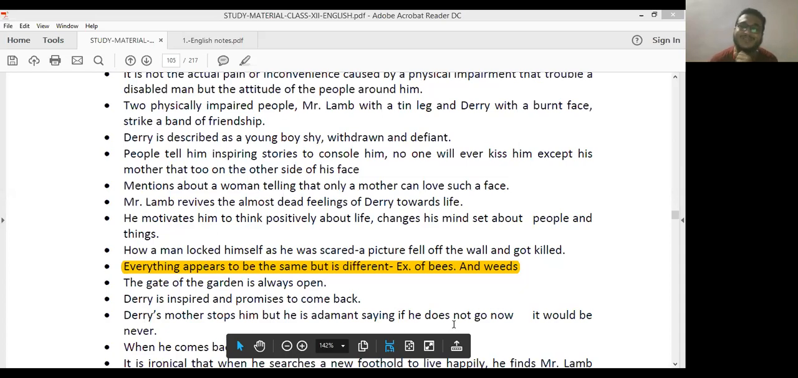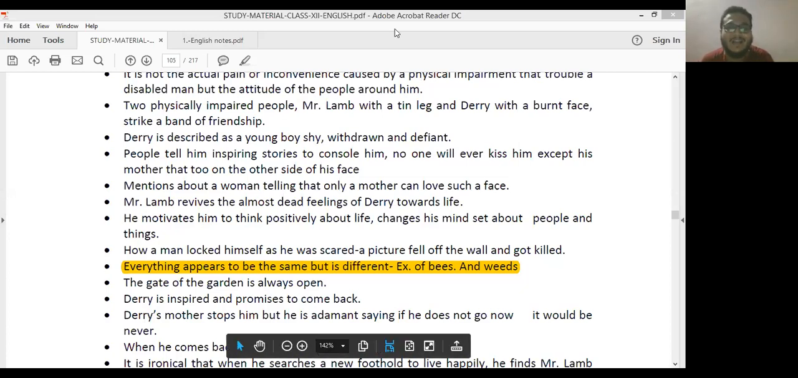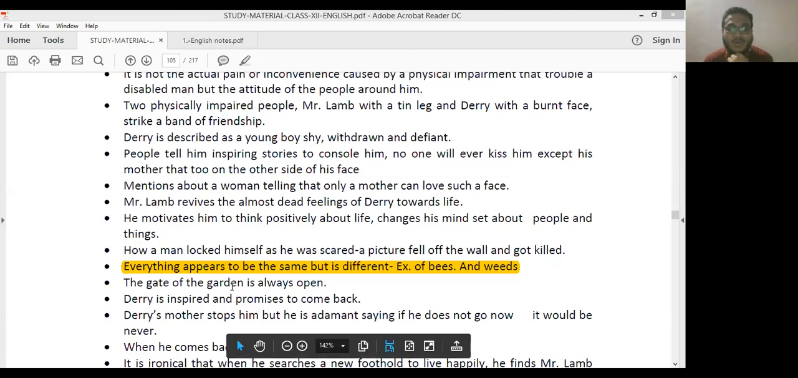So it refers to the boy who was going to enter. The boy here refers to Derry, who was going to enter, and the gate is always open for everyone. Anyone can enter the garden through the gate. So Derry is inspired.